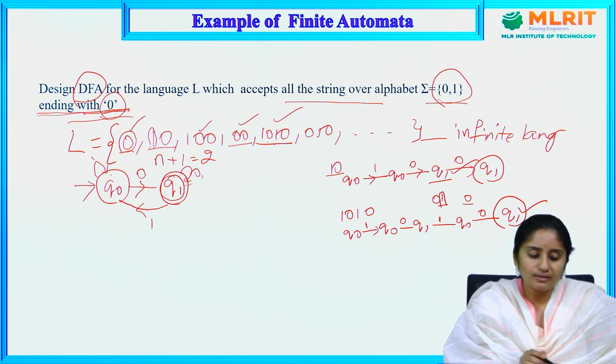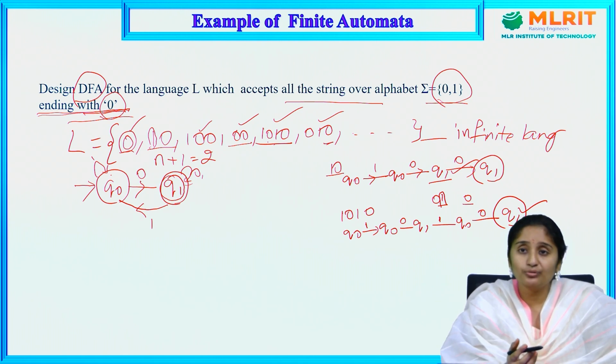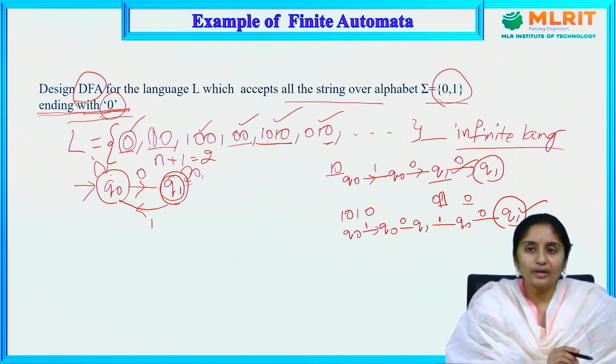Let me check the other string: 0, 1, 0. The string is accepted. So any string you take that ends with 0, the length can be 1, 2, 3, 4, and so on. That's why we call it an infinite language. Okay, so now we can construct the tuples.